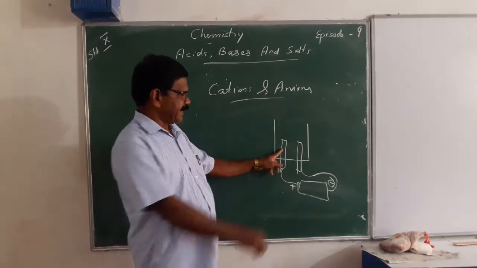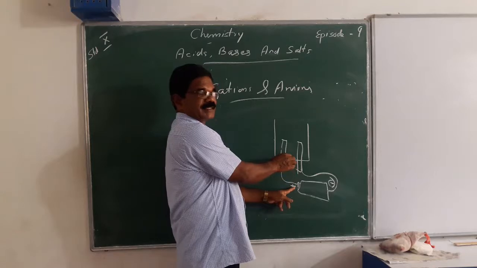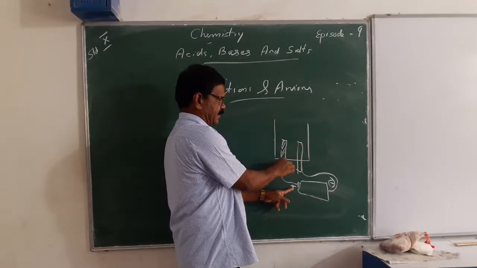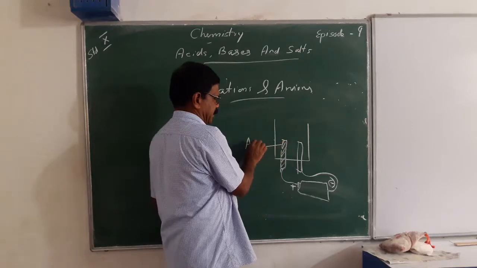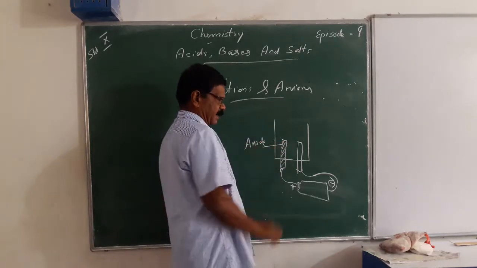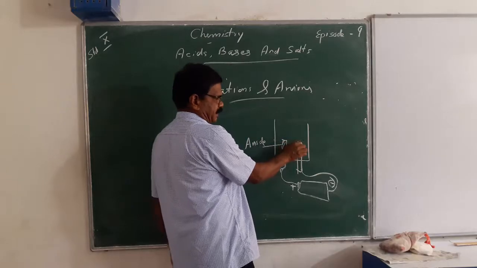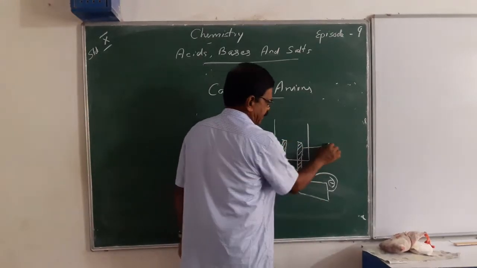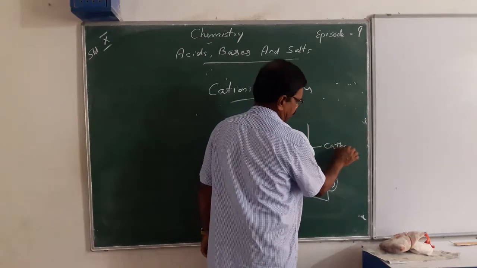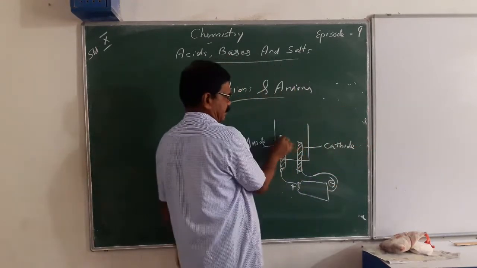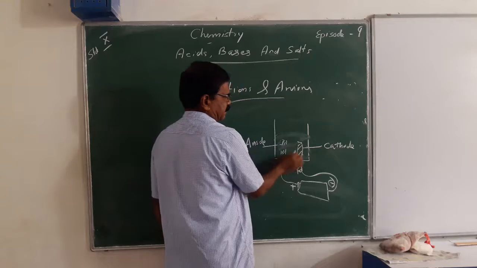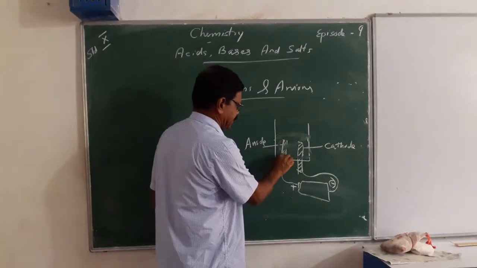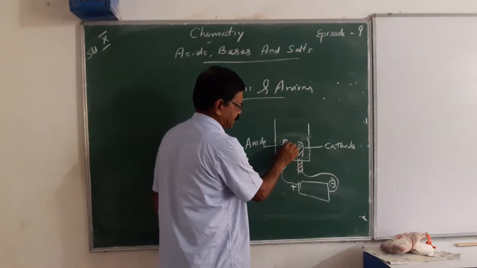The electrode connected to the positive terminal of the cell is called the anode. This is the anode. The electrode connected to the negative terminal of the cell is called the cathode. Here we say acidic water. First you have to understand what are anode and cathode.